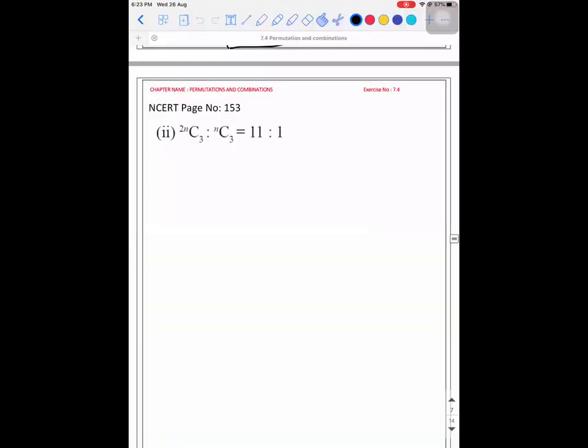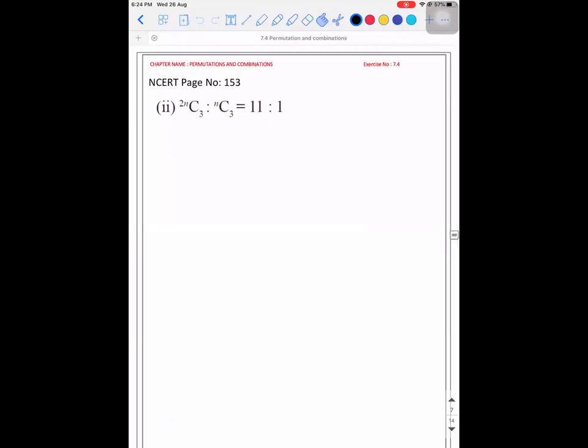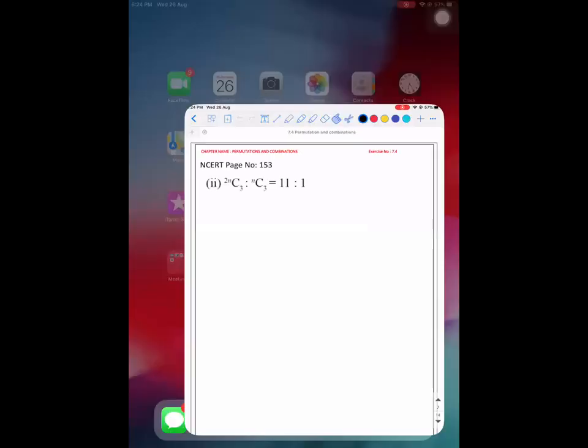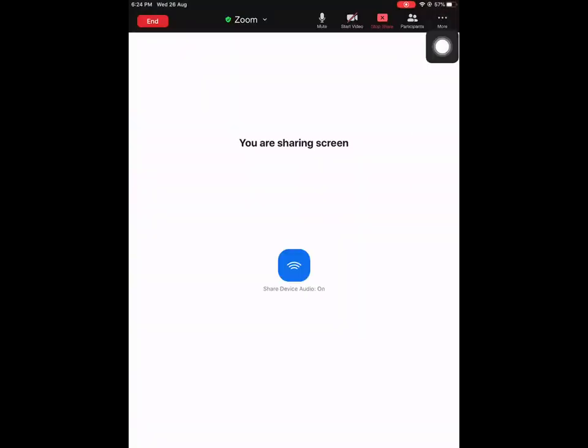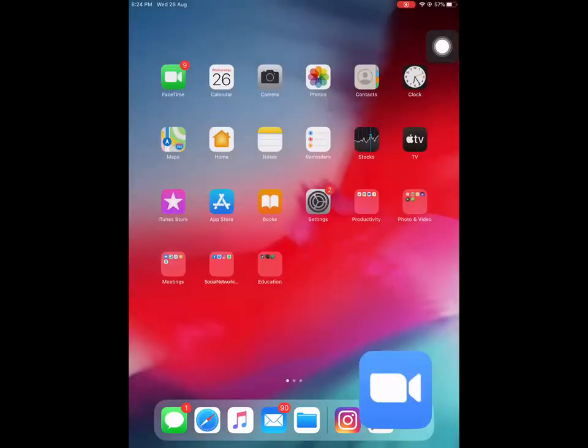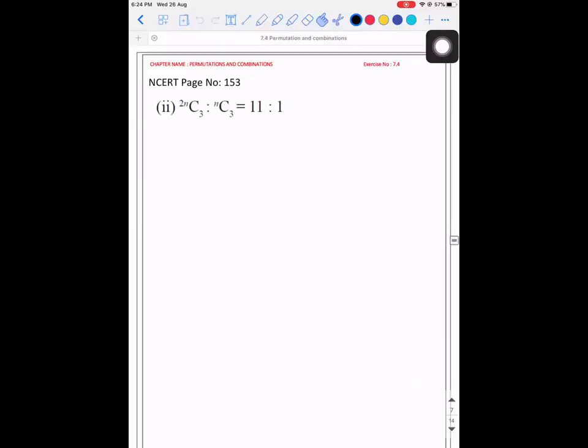So we were solving the exercise problem 7.4, right? Can you see my screen? First confirm that. So let's start.